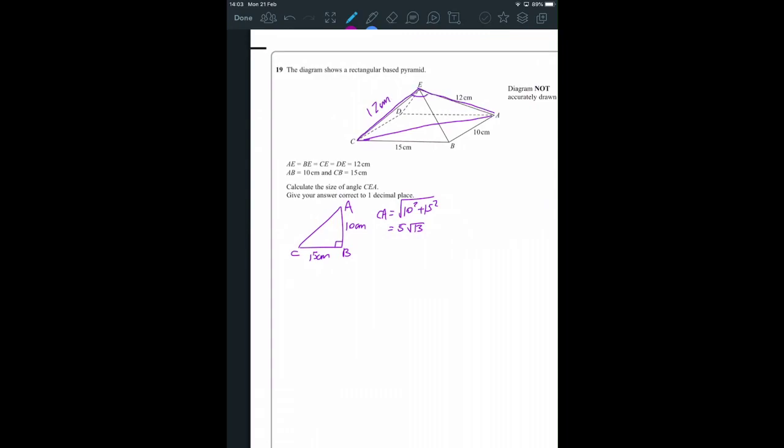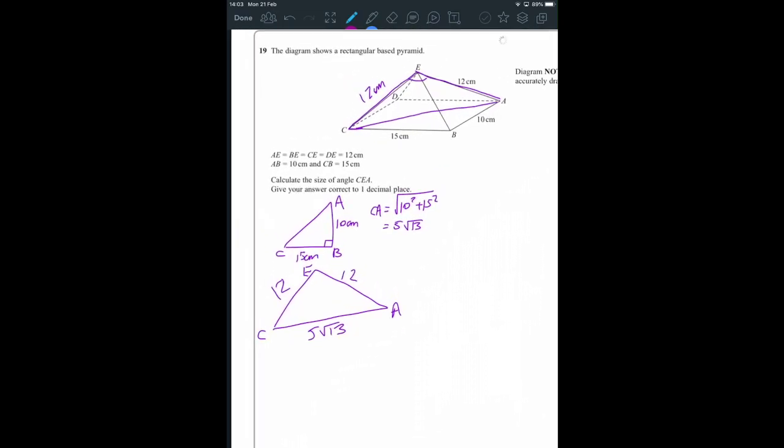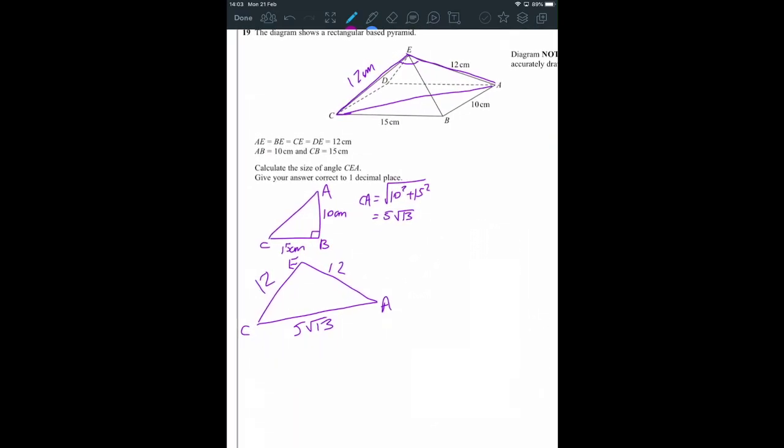Now I can use the triangle that I actually care about, which had sides of 12, 12, and 5 root 13. I'm going to put the labels to make sure the examiner knows where the triangle has come from. And the angle I want is up there, which I'm going to give a name as well, theta.